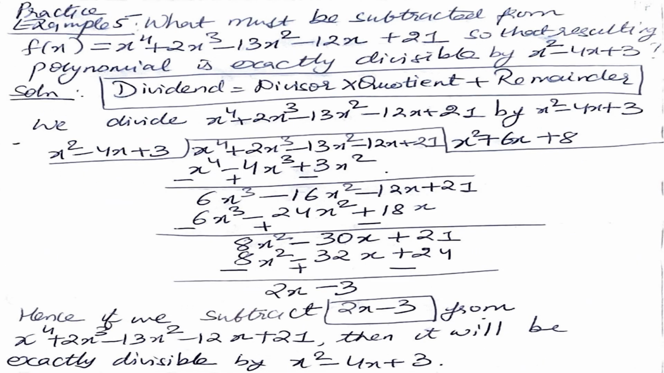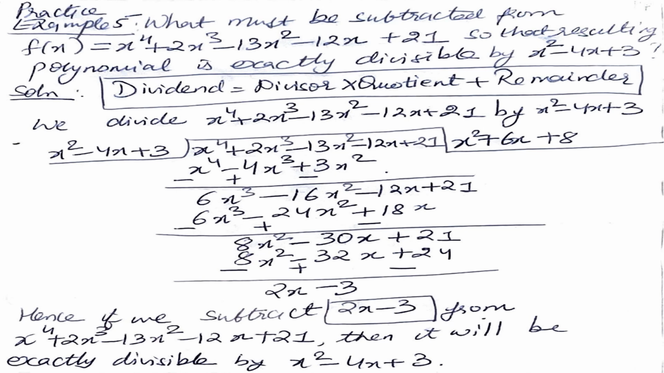Example 5. What must be subtracted from f(x) is equal to x raised to 4 plus 2x cube minus 13x square minus 12x plus 21 so that the resulting polynomial is exactly divisible by x square minus 4x plus 3.